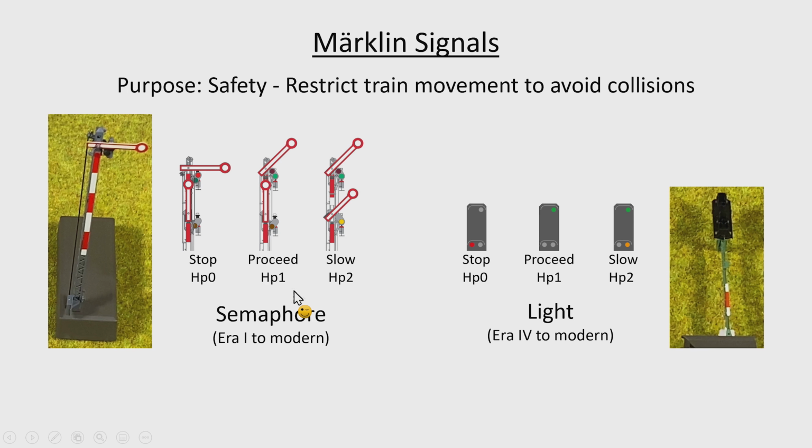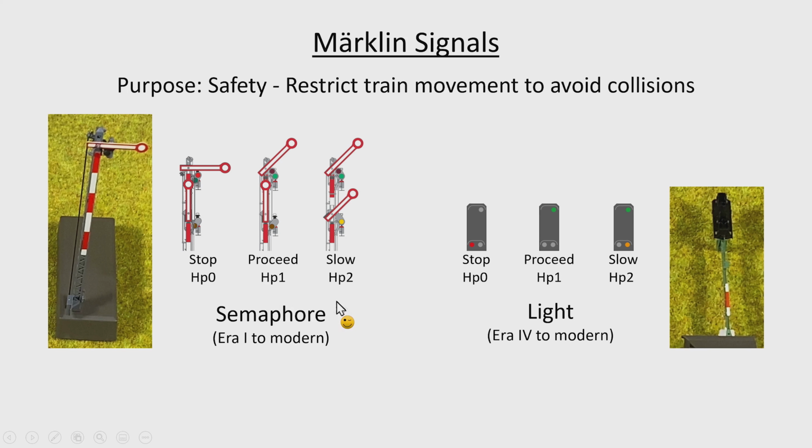Let's look at the typical things a signal would signify. The first is stop. Basically, I want the train to stop, perhaps because there's a train ahead or the line in front of us is not free. Then there's proceed, which you could think of as green or go, which basically means the train is now allowed to move ahead within the speed limits of the line, of course.